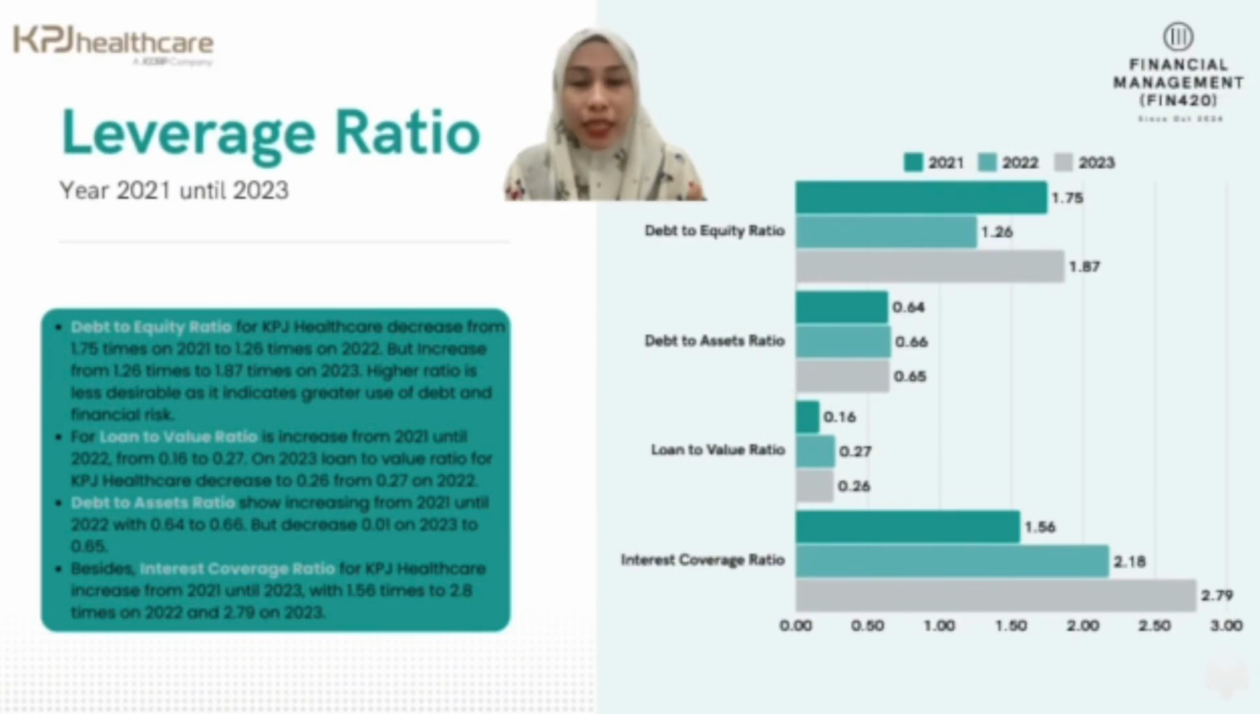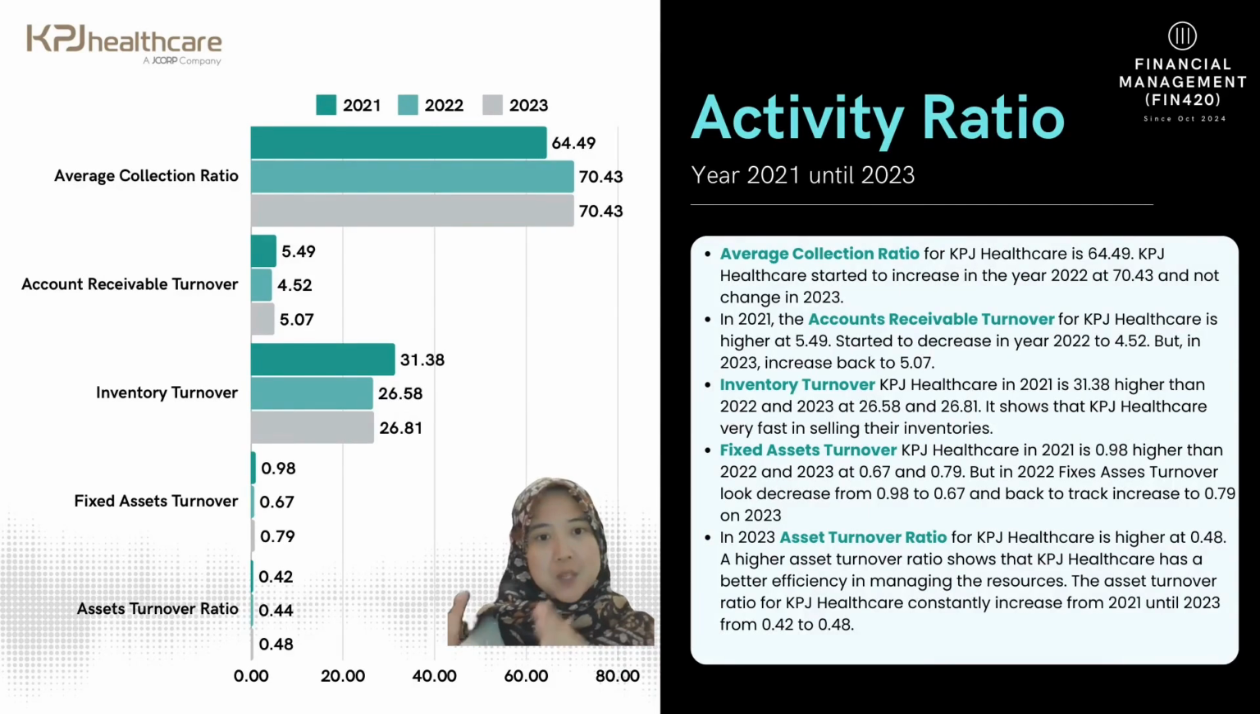For the loan to value ratio, it increased from 2021 until 2022 from 0.16 to 0.27 and decreased in 2023 to 0.26. Besides, the interest coverage ratio for KPJ Healthcare increased from 2021 until 2023, from 1.56 times to 2.8 times in 2022, and 2023 is 2.79. Activity ratio for KPJ Healthcare, year 2021 until 2023.